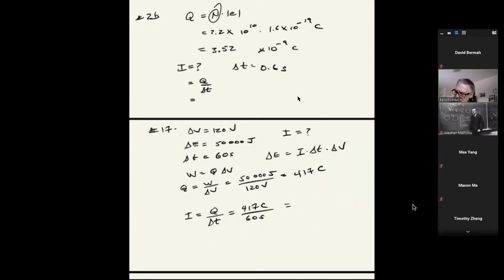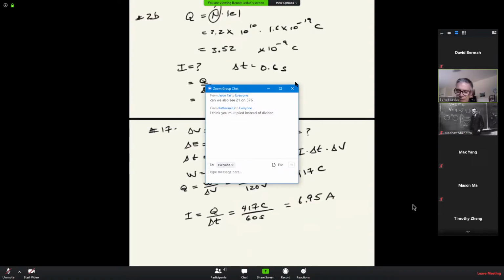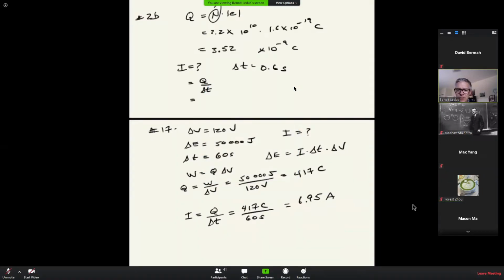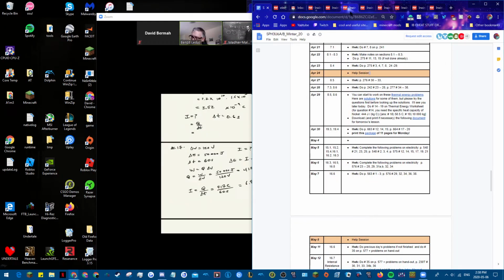So it gives like 6.95 amps. I got 6.95. Yeah, it's 6.95 amps, right? Yeah, I probably made a mistake in my formula. Okay. Good. All right. Done. All right. That happens to everyone.